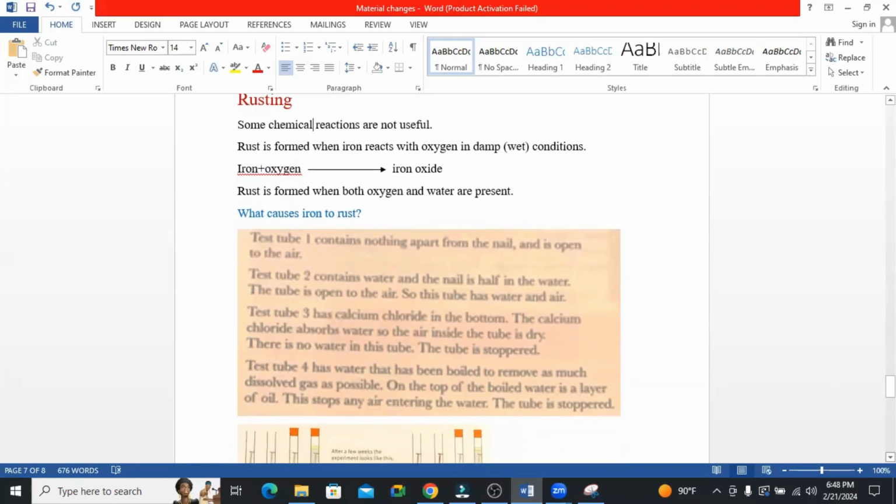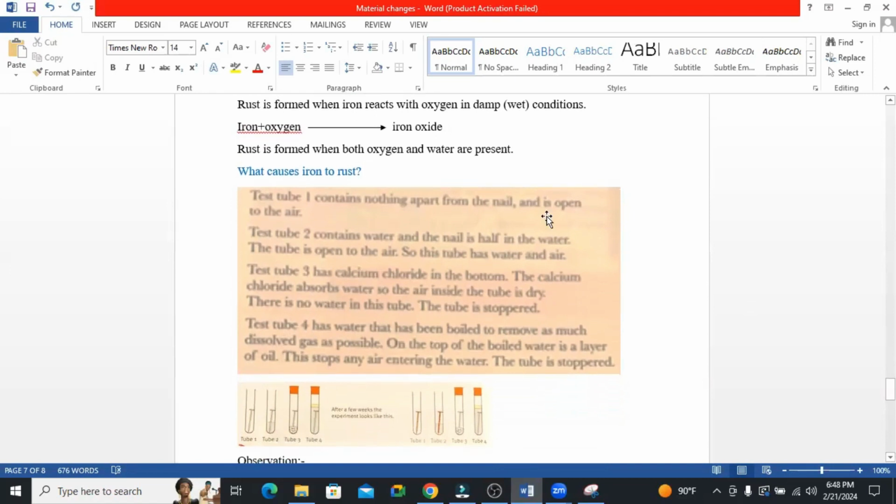Rust is formed when iron reacts with oxygen in damp conditions. Damp condition means a wet condition. Iron combines with oxygen in that moisture condition and forms iron oxide. That is the rusting process. Rust is formed when both oxygen and water are present. To form rust, it should have both oxygen and water.